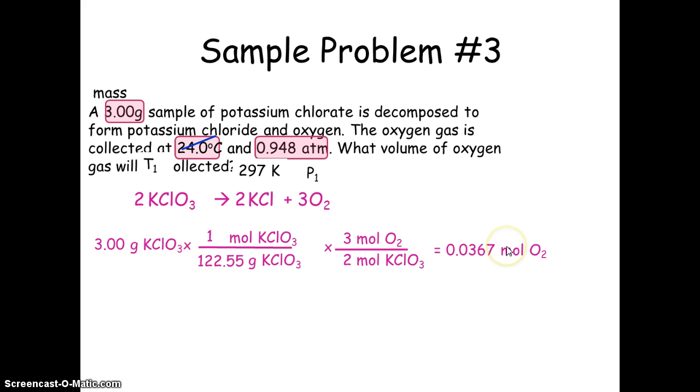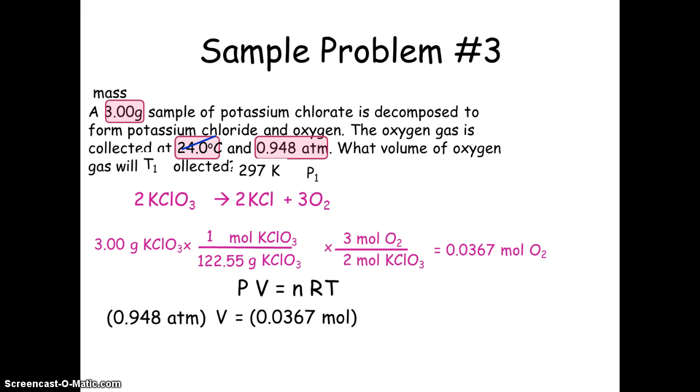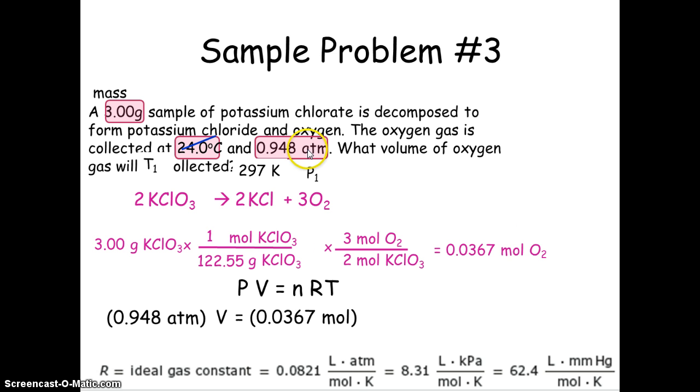So now we know our number of moles, and we're ready to plug this into our ideal gas equation. So we've got PV = nRT as the acronym of the day. We know our pressure. We're solving for volume. We don't know that yet. We know the number of moles, we know the gas constant, and we know our temperature. Pressure is 0.948 atmospheres. Volume is what we're solving for. Number of moles is 0.0367. Our gas constant, here, we're given our pressure in atmospheres.